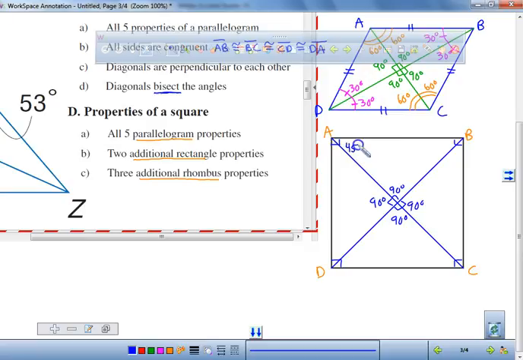Check this out. That's a 45. 45, 90. That's a 45. 45, 90. These are all 45, 45, 90 triangles. These are special right triangles. We will learn later, but these are special right triangles that have special properties. A square has all 5 parallelogram, 2 additional rectangle and 3 additional rhombus properties. We're not going to label everything that's equal, but hopefully you can see how everything is indeed equal.